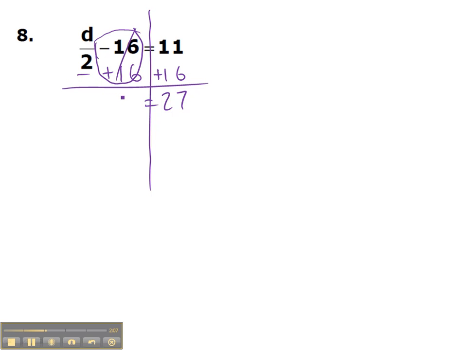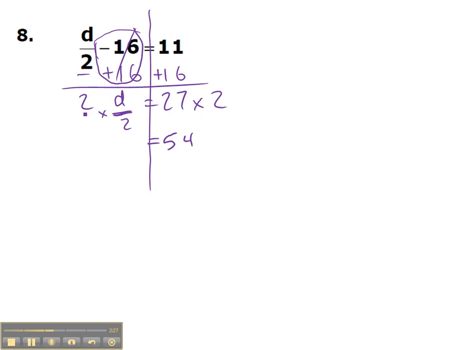So we're just left with this term on the left, d over 2. d divided by 2 equals 27. In order to isolate d, I need to undo this division with the inverse operation, which is multiplication. So I'm going to multiply by 2. And I can do that as long as I do the same thing on the other side. 27 times 2 is 54.